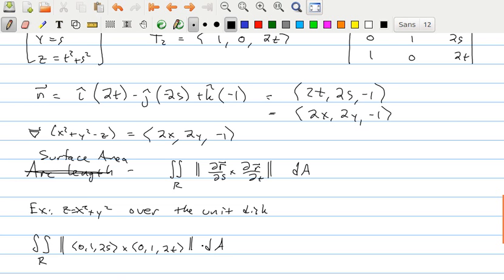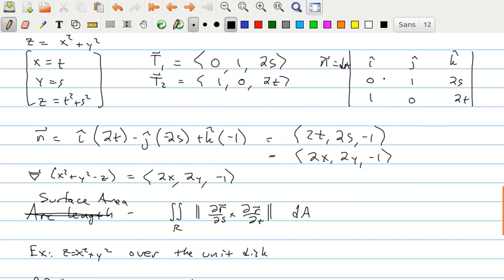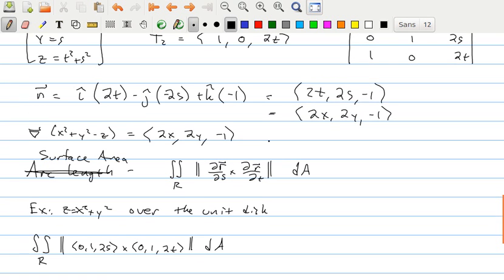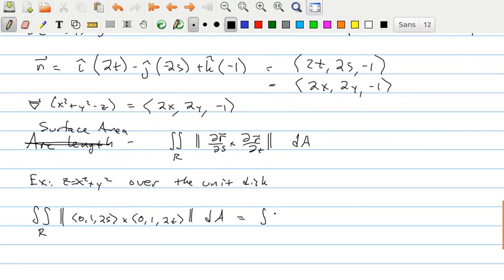And furthermore, if we look back, we've actually done this cross product in the previous step. That was actually the normal vector. And what we had for that was double integral over r.